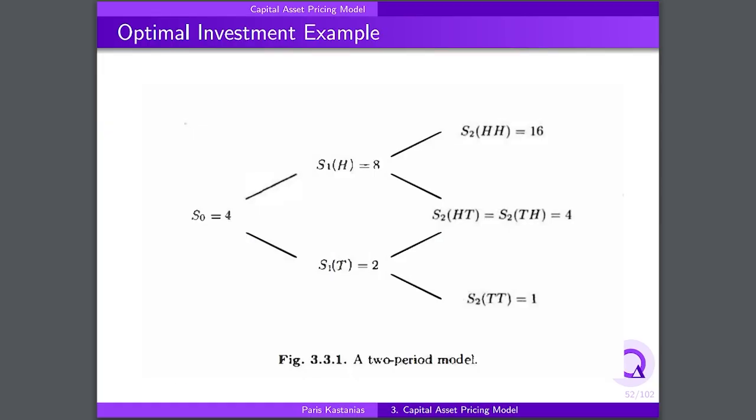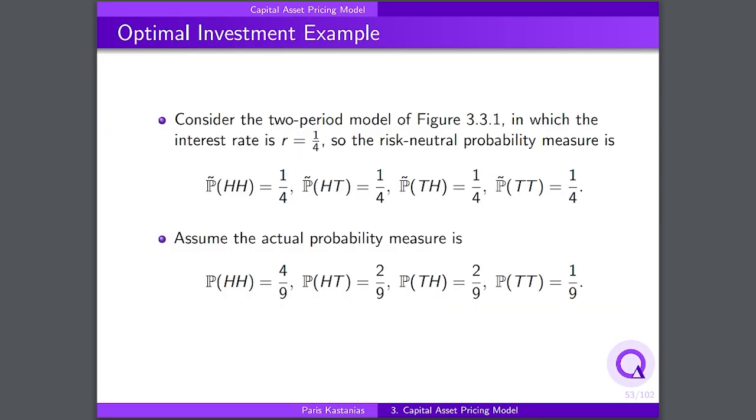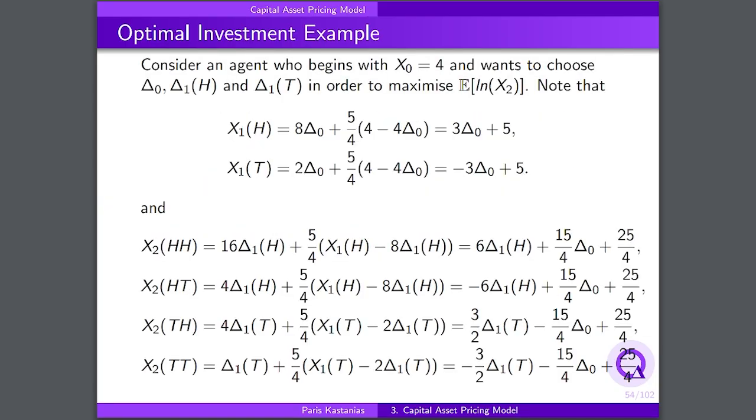So here's a two-period model. Consider the two-period model in which the interest rate R equals a quarter. So the risk-neutral probability is just going to be all a quarter. Assume that the actual probability measure is 4 over 9, 2 over 9, 2 over 9, and 1 over 9. Then we just do the maths here.